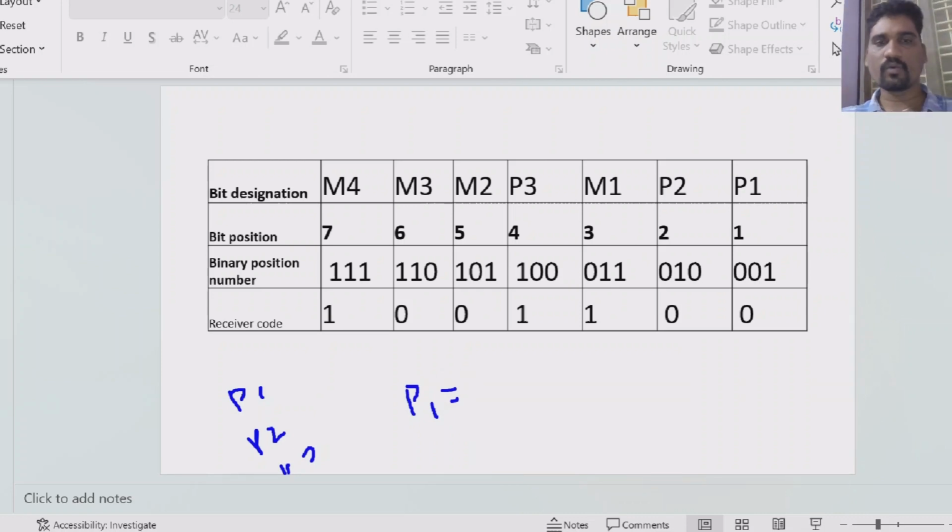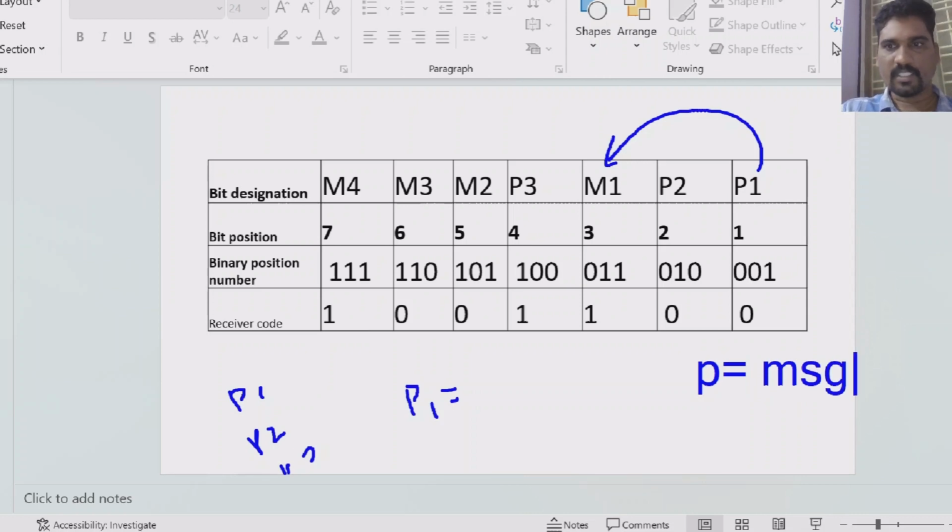I already told in the transmitter session, P1 should be compared with message bit 1, message bit 2, message bit 3, message bit 4. It means all parity bits should be compared with the message bit values. So a parity bit should be compared only with the message bits, not with the parity bit value. Remember this point. Now we need to compare P1 with M1.